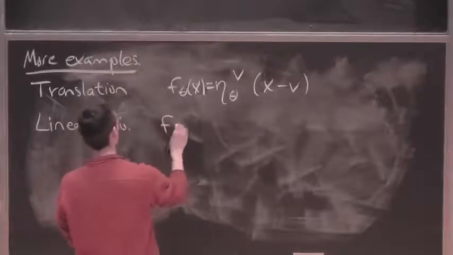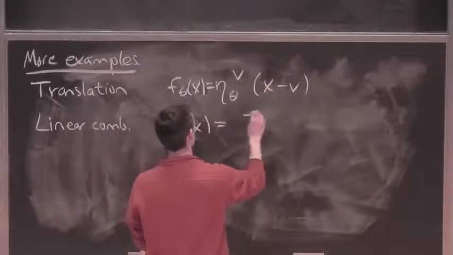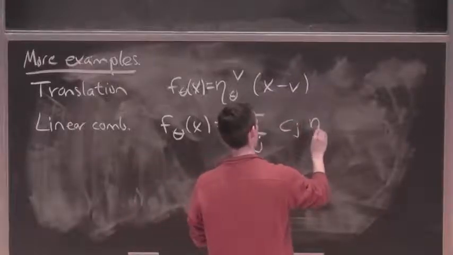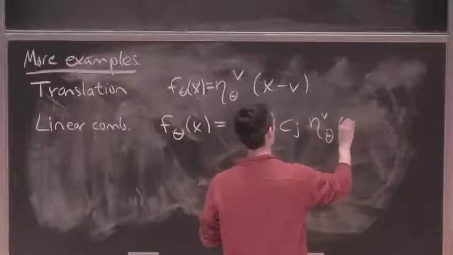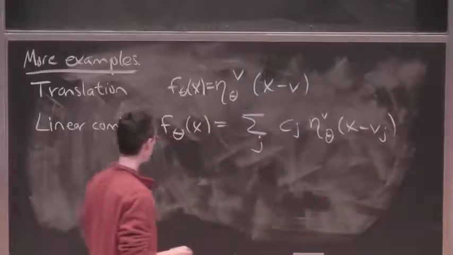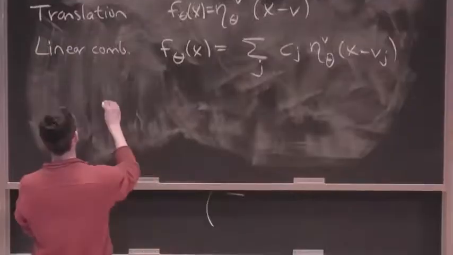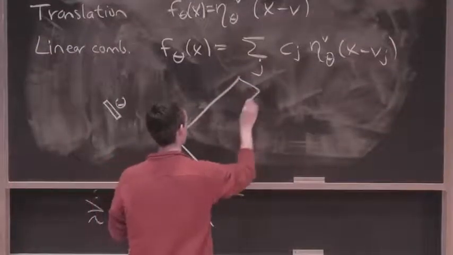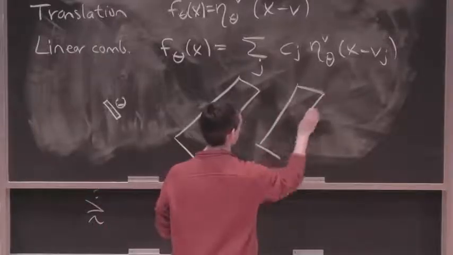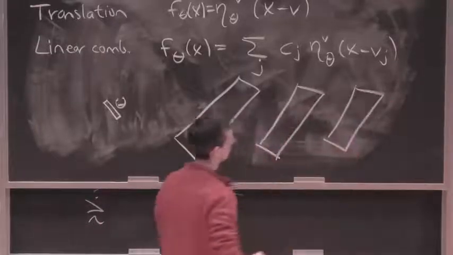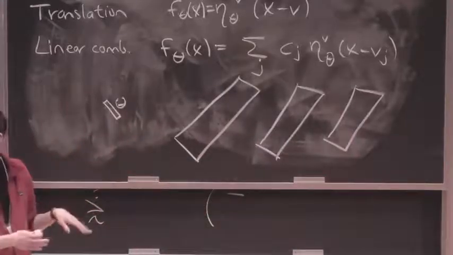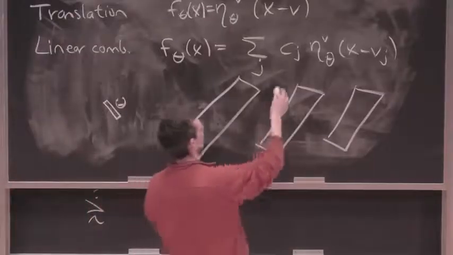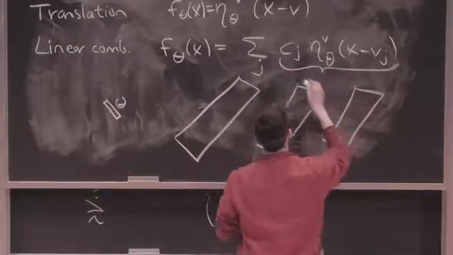So more generally, I could say that f theta of x is a sum over some j's of some constants times eta theta inverse Fourier transform of x minus vj. And geometrically, that would look like the following. I have here my theta, and then f theta would be a sum of translates of the first example that we had. Not necessarily evenly spaced, but anyway. This thing is called a wave packet decomposition. So each one of these is called a wave packet.